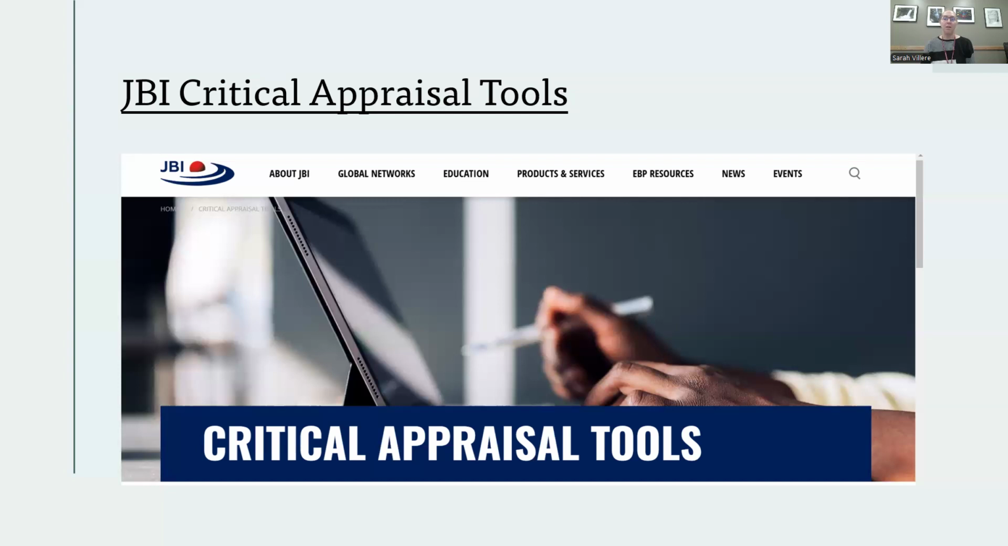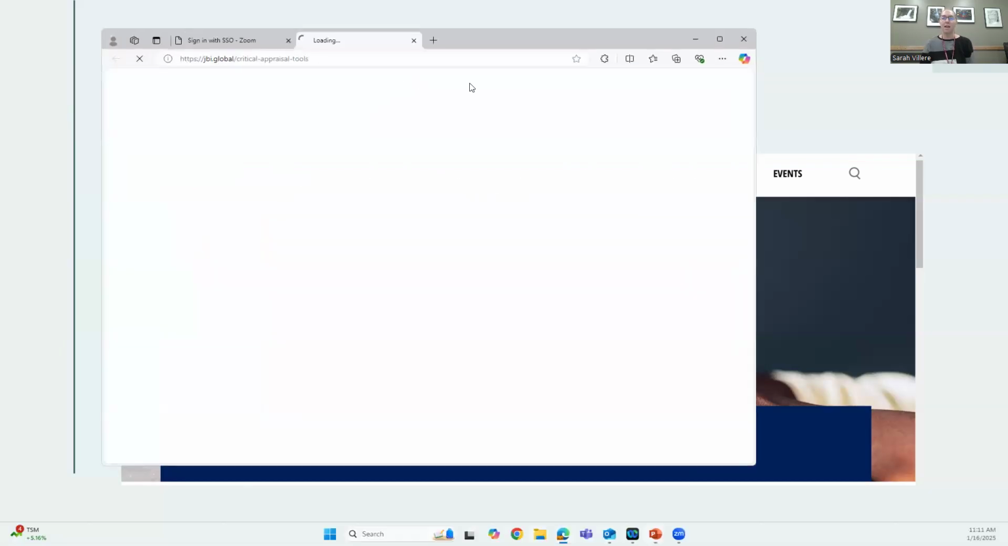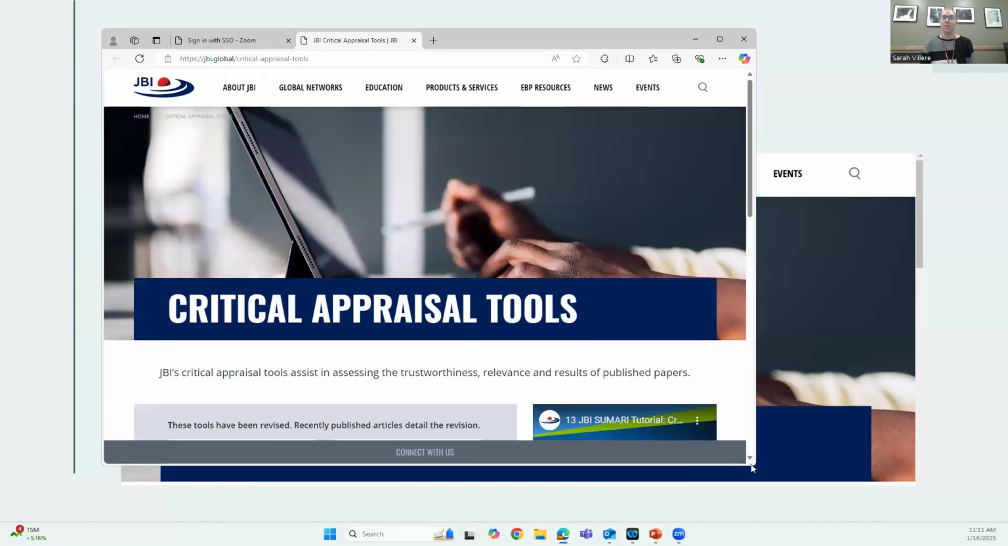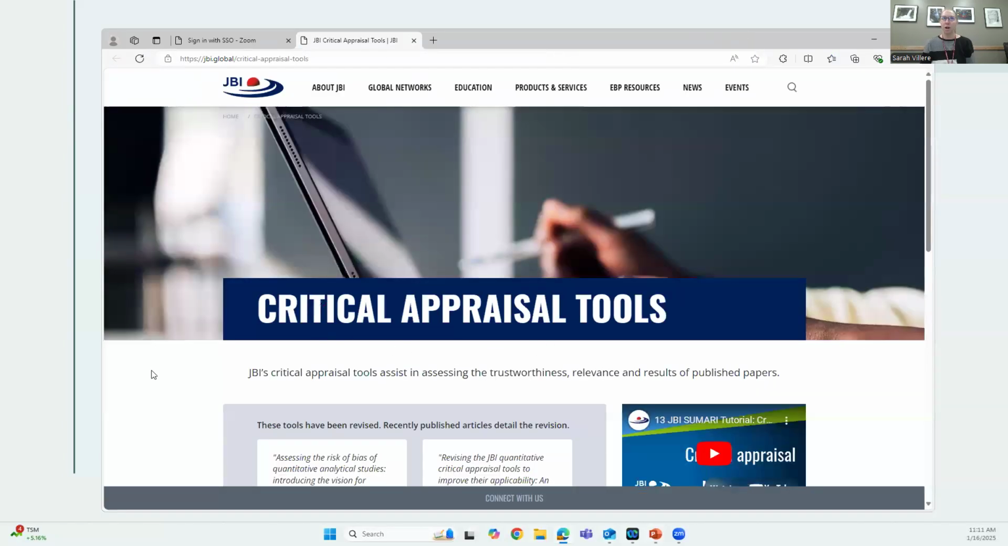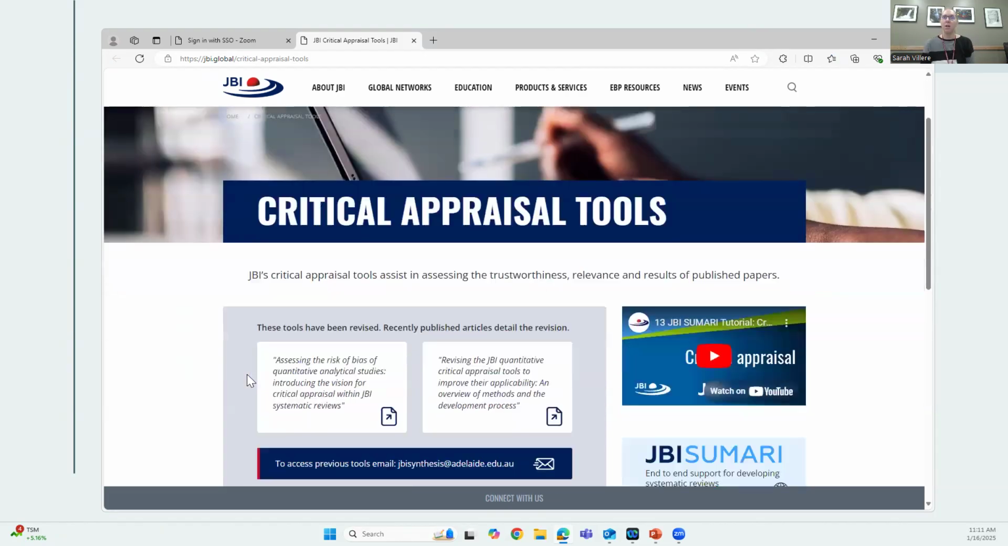JBI is a global organization that promotes and supports evidence-based practice, and it has one of the most comprehensive set of checklists available with 15 different checklists. So to get to the JBI checklists, you will follow the webpage that I've linked in the research guide. Or you can also search for JBI Critical Appraisal Tools. But this is what it's going to look like.